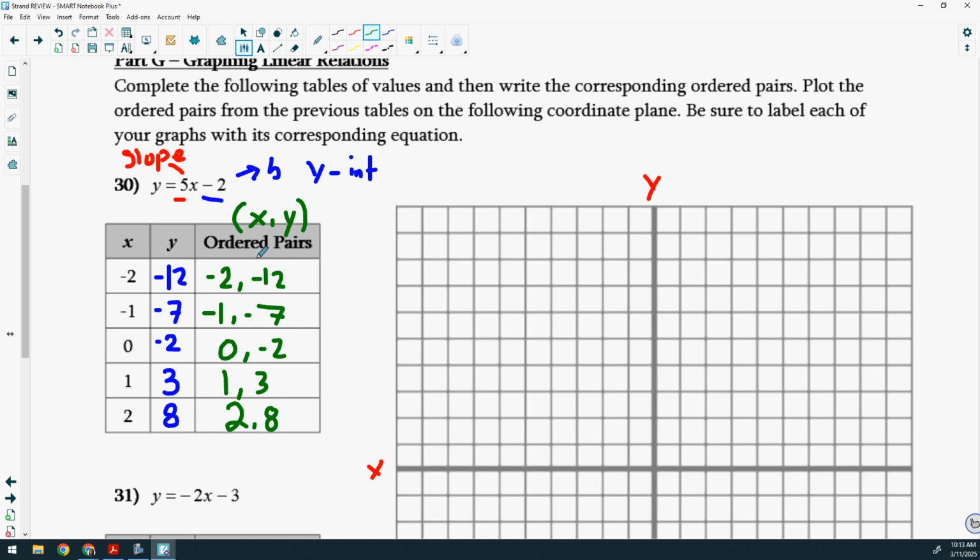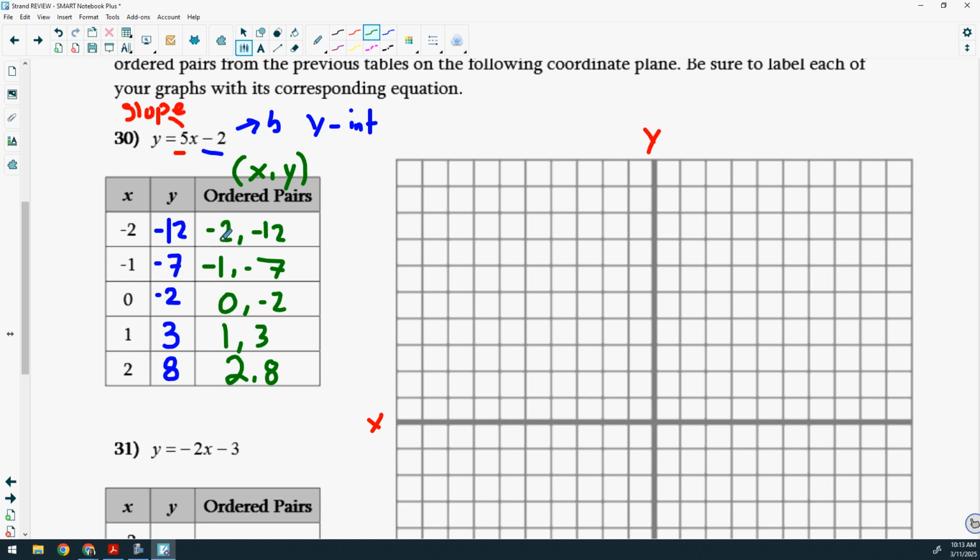Now that we have our ordered pairs, we're able to graph this line. So we're going to use our x values. Our value of x for our first point is going to be negative 2. So this is 0, this is negative 1, this is negative 2. But we're going to go down to negative 12.